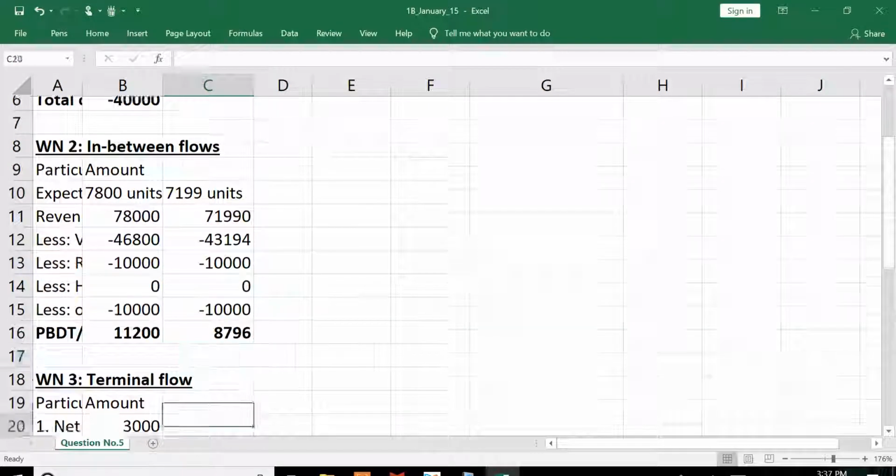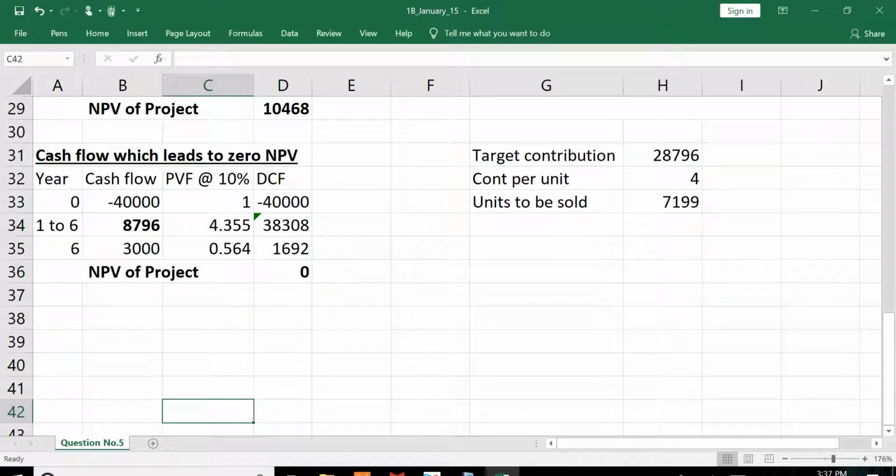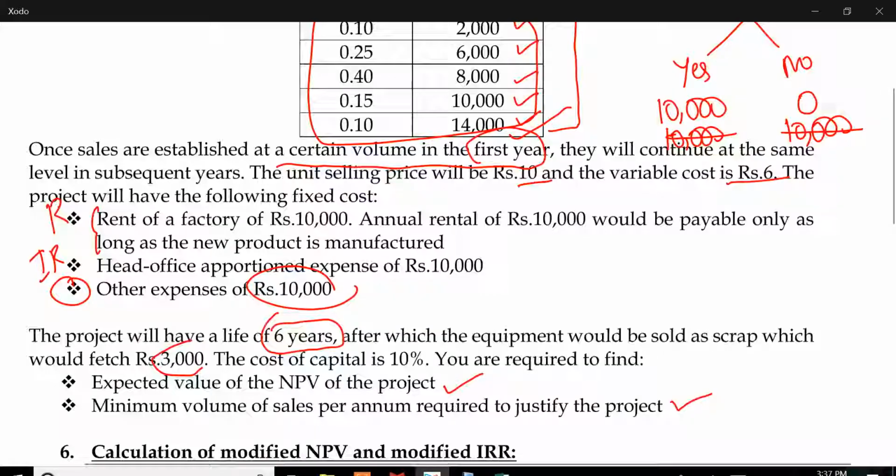Any doubts on this? So with the volume of 7,199 units, I'll be okay to do this project. So minimum is 7,200. If I get 7,200, I'm perfectly fine with this project. Anything less than 7,200 will not be a viable one. Any doubts on this? Okay.